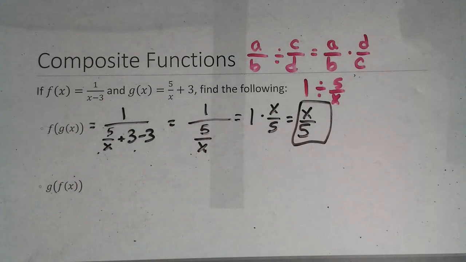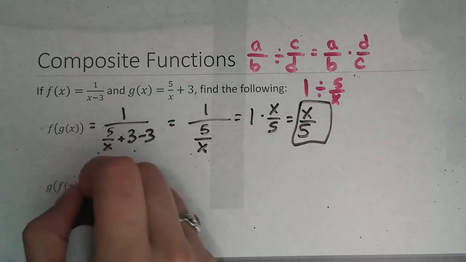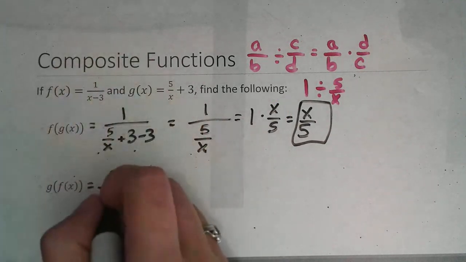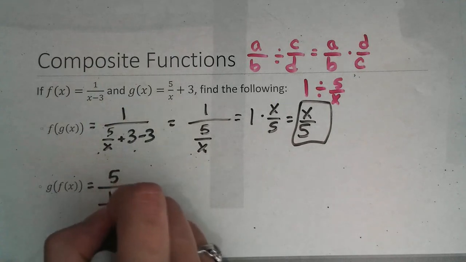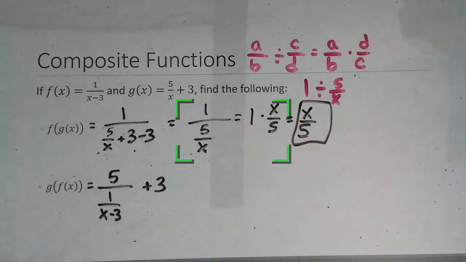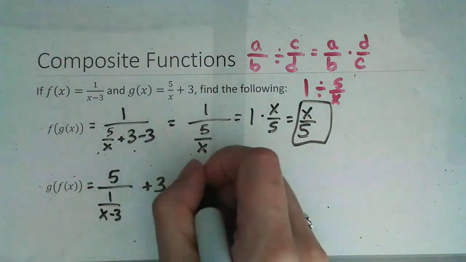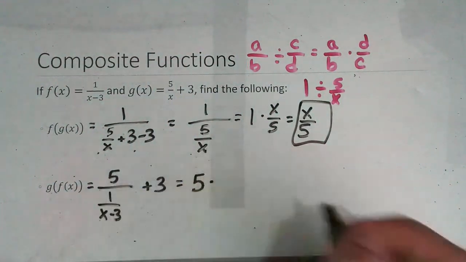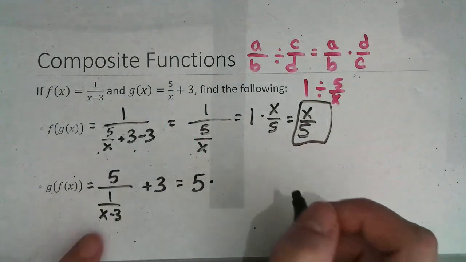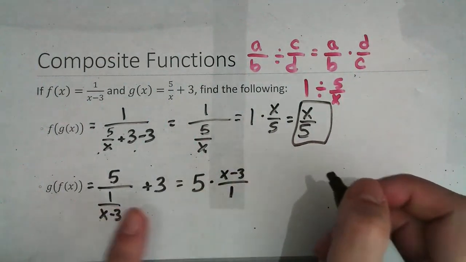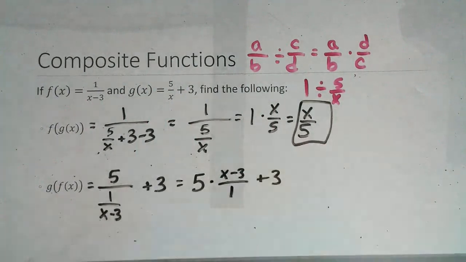For g of f of x, I'm going to start with my function g, which is 5 over, I need to replace the x with f of x, so 1 over x minus 3, and then we have this plus 3 out back. I see a fraction in my denominator, so I'm going to do my keep, change, flip. So I have 5, it was 5 divided by, so change to multiplication. Flip this fraction, so it's x minus 3 over 1. And then my plus 3 out back is still just kind of hanging on.